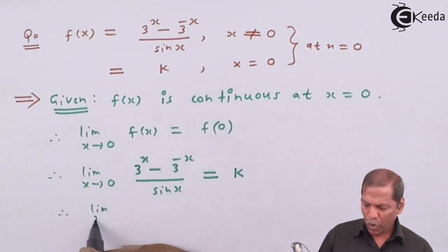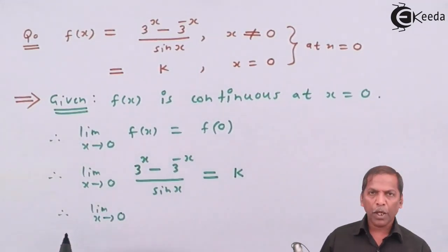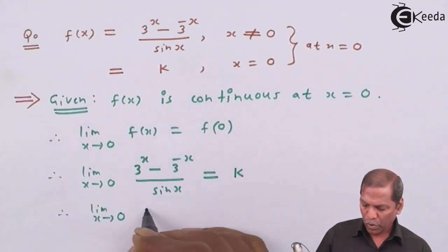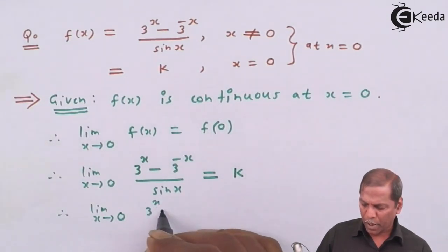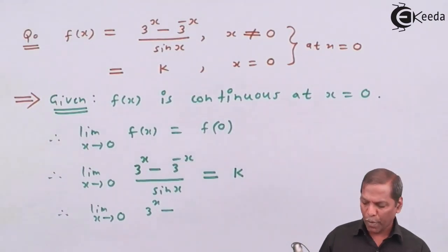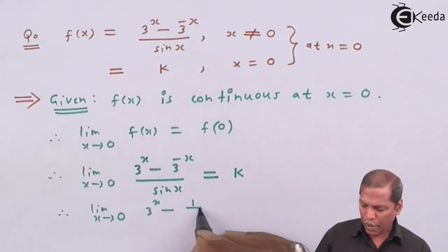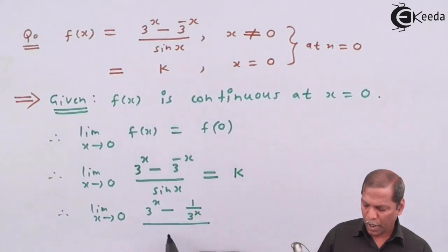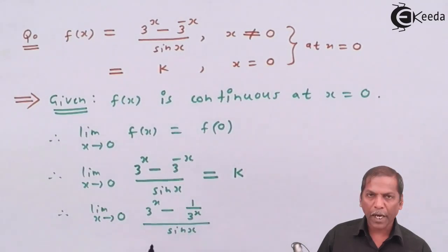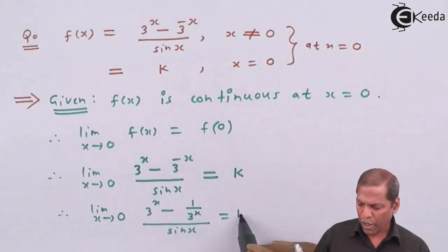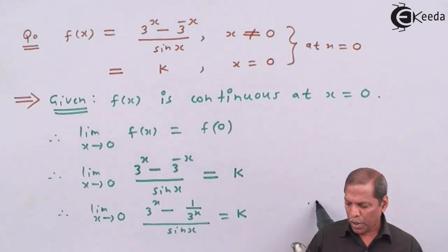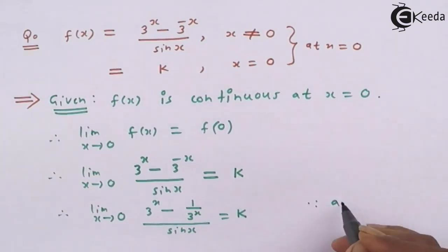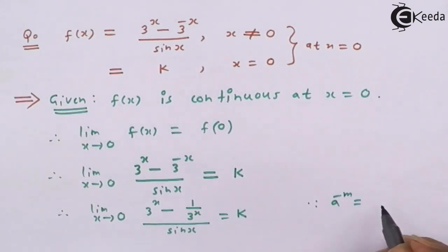Therefore, limit x tends to 0, we write 3 raised x as it is minus, now 3 raised minus x can be written as 1 upon 3 raised x, and whole thing divided by sin x, that equal to k. Here we are using the indices rule that a raised minus m is equal to 1 upon a raised m.